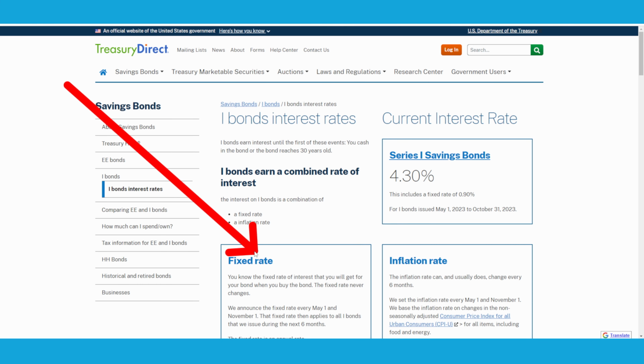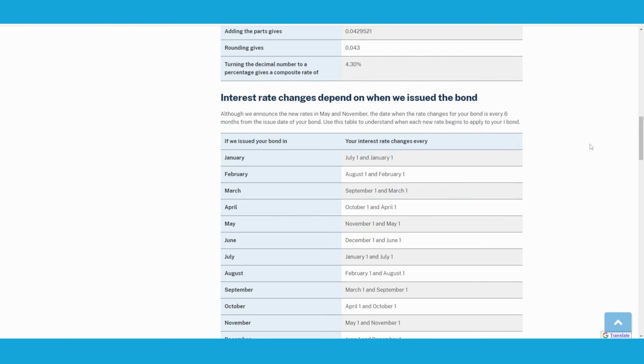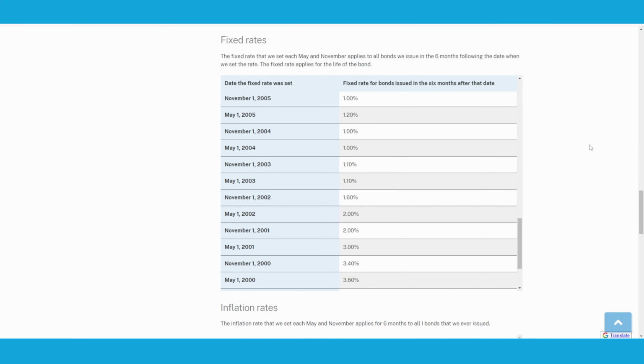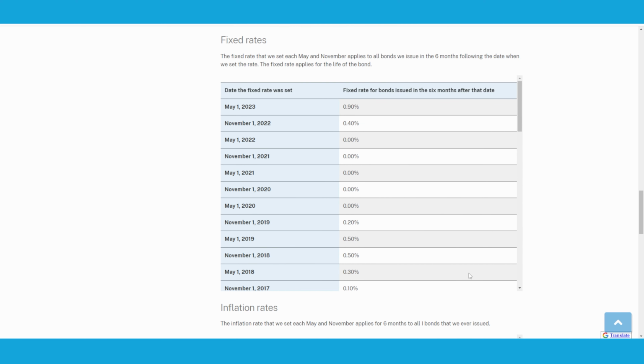The fixed rate stays the same for the life of the bond. The inflation rate adjusts every 6 months. So how does that work? If we scroll down and we skip this formula right here, which I'm going to come back to in a minute, we can look at the fixed rate. Scroll all the way back up to the current rates.